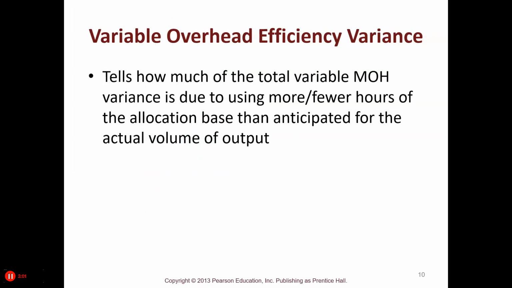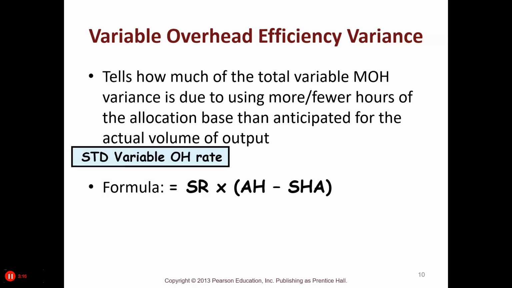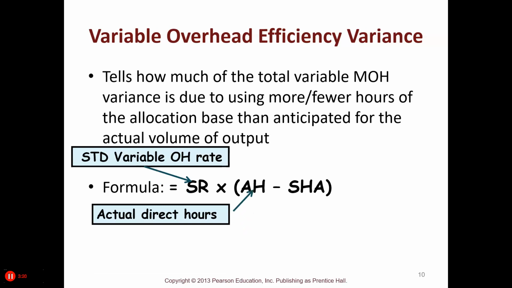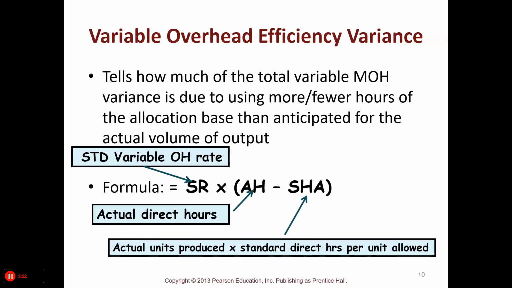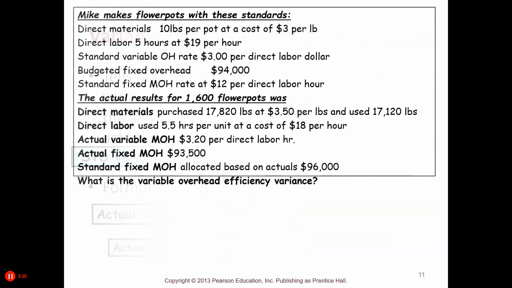Now we're going to look at the variable overhead efficiency variance. It tells how much of total variable manufacturing overhead variance is due to using more or fewer hours of the allocation base than anticipated. Here's our formula. It's the standard variable overhead rate, and then we take our actual hours minus the hours that we should have used based on the standard, which is actual units produced times the standard direct hours per unit allowed.